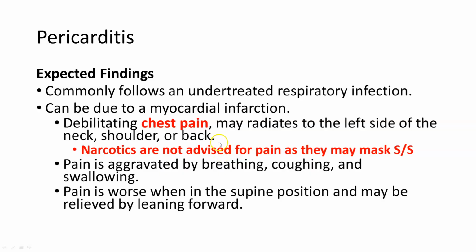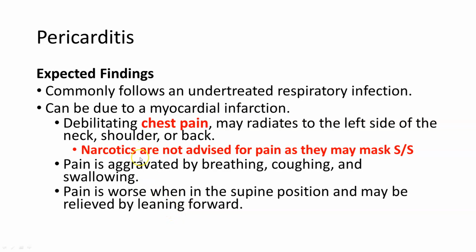You know, we're not going to be drawing WBCs on these guys every day, so we have to have these other tools to tell us whether or not our interventions have been effective. Typically with pericarditis, because this is the sac and it's going to interact with the lungs, pain is going to be aggravated by breathing, coughing, and swallowing. Pain is worse when in the supine position because of the increased pressure in the thoracic cavity, and may be relieved by leaning forward. Very similar to what you see your COPD patients have.